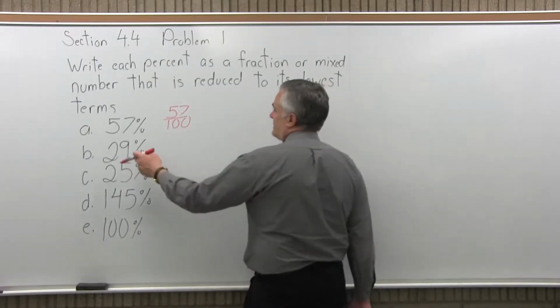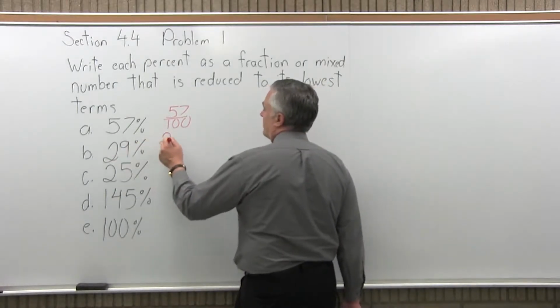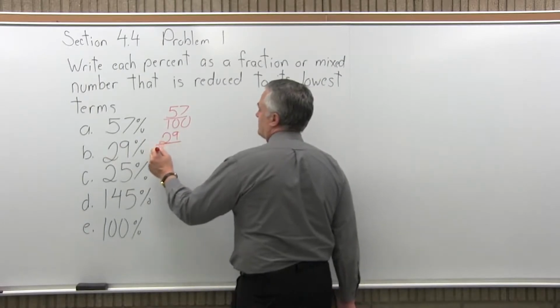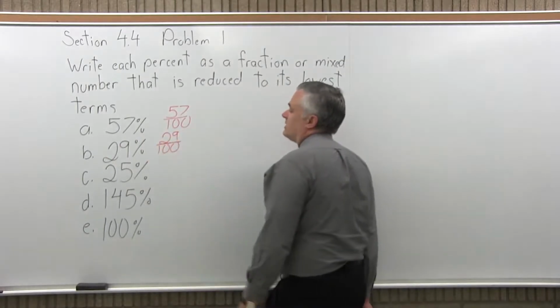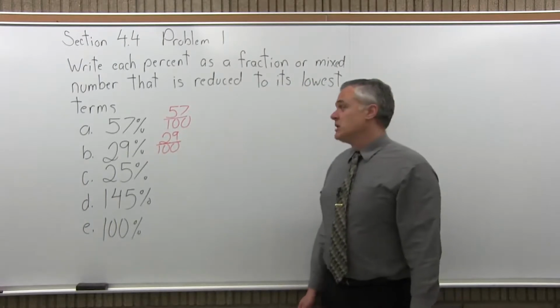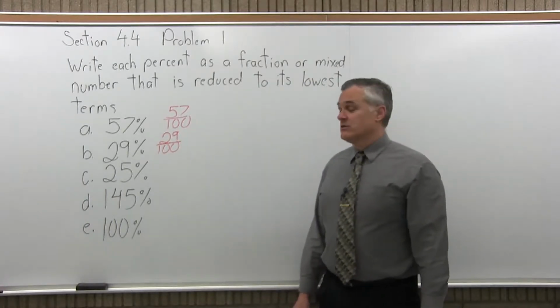The next one, very similar, you put the percent over 100. So 29% becomes 29 over 100. And then you reduce it if you can. And 29 over 100 won't reduce, so you're done.